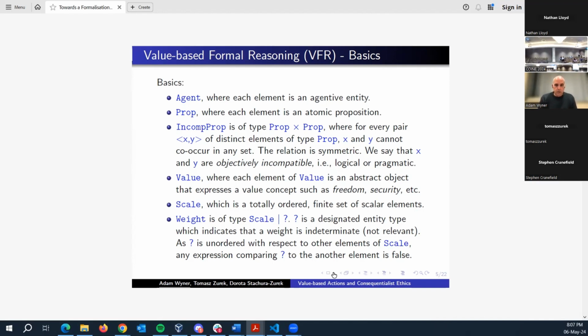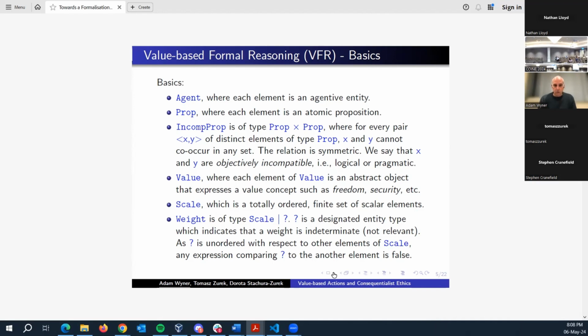where pragmatic here would be, you can't be born in Paris and born in New York City. We have a set of values where each element of value is an abstract object, which expresses a value concept like freedom or security. Like Nadine mentioned, there may be different frameworks for considering values, such as corporate values or individual values. We may broadly think in terms of Schwartz's value constructions. It's not particularly relevant here, but it's good for giving concrete examples.